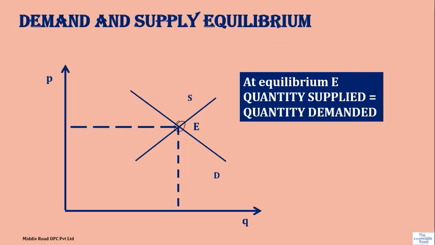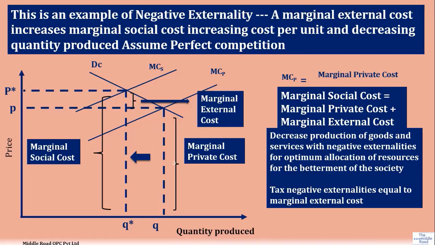At equilibrium, the quantity supplied is equal to quantity demanded. We see that the demand curve is downward sloping. That is, as the price reduces, more quantity is demanded. The supply curve is upward sloping. When the price increases, more quantity is supplied. At E, quantity supplied is equal to quantity demanded. Let's look at an example of negative externality. We see this within all the problems in the whole module coming on externality.